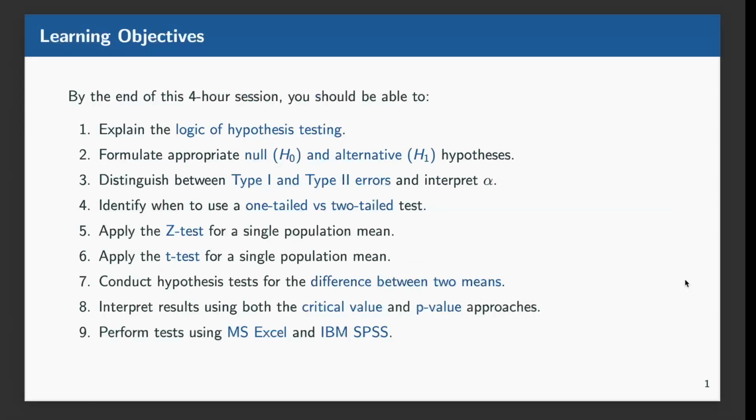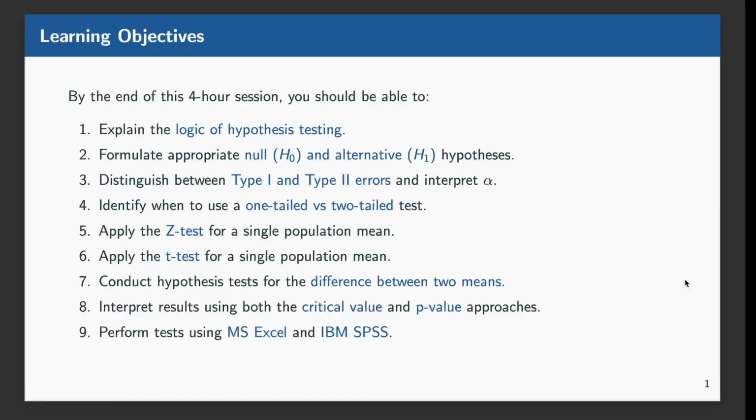Here is a quick honesty check for you. If last week felt heavy, today should feel more like relief than a new mountain to climb. We are not learning a brand new set of machinery from scratch. We are taking the exact same Z and T tools you already built last week and pointing them at a new, genuinely practical kind of question.